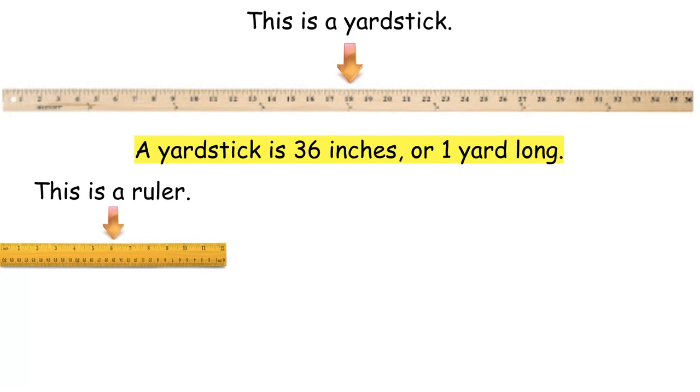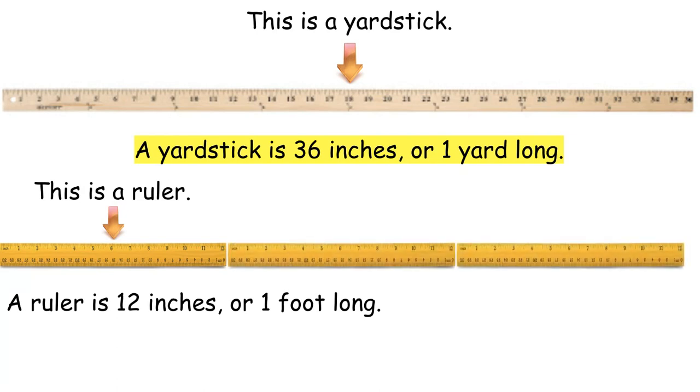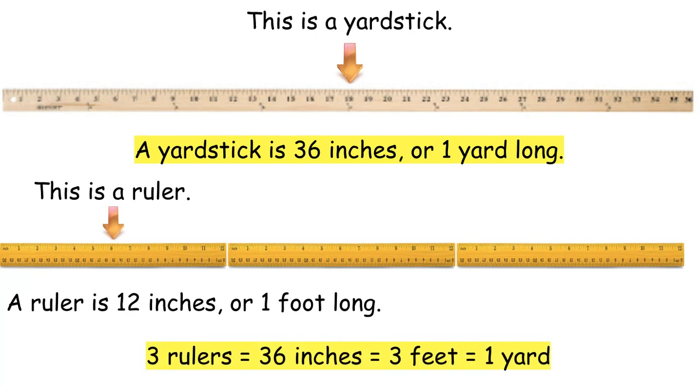This is a ruler. A ruler is 12 inches or 1 foot long. As you can see, 3 rulers fit inside 1 yardstick. 3 rulers equals 36 inches or 3 feet.